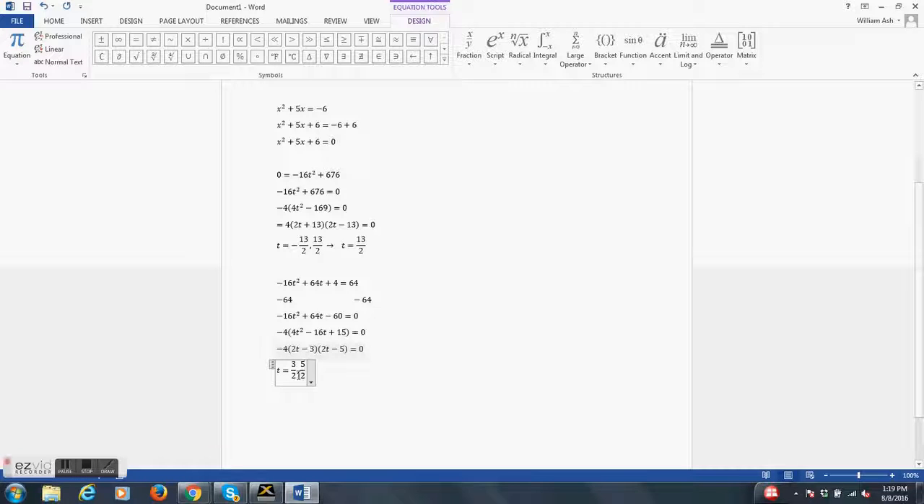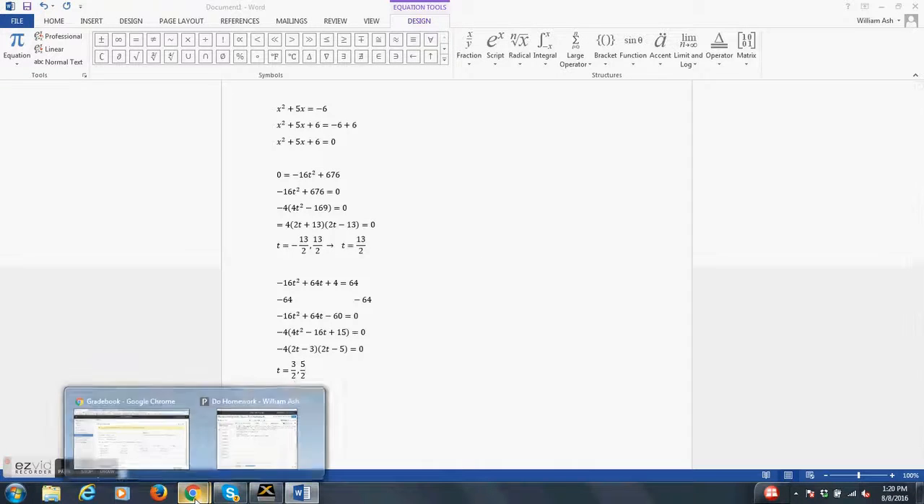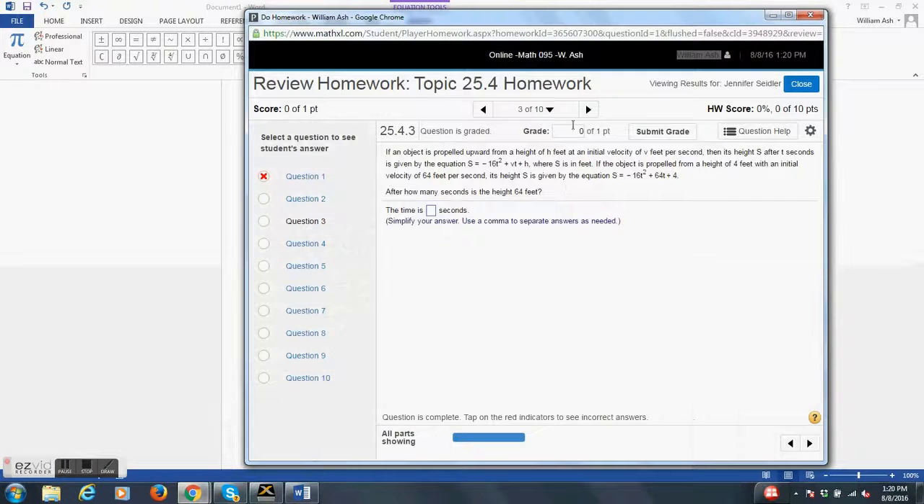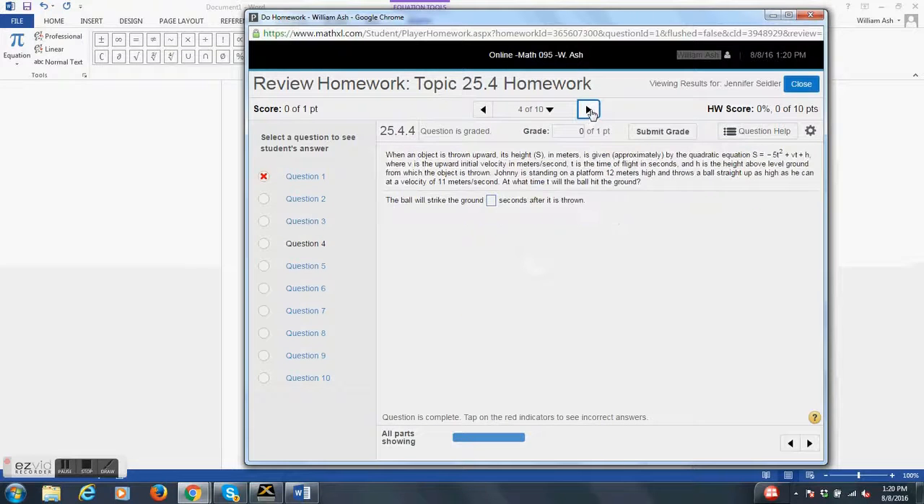It makes sense that you would have two different answers here, because if you imagine a little parabola, if you threw it up in the air, it would go up and then come back down. So at some point in the middle, it was 64 once going up and then again going back down. So two answers would make sense. Hitting the ground is only going to happen once, right? A lot of these are just these kinds of questions.